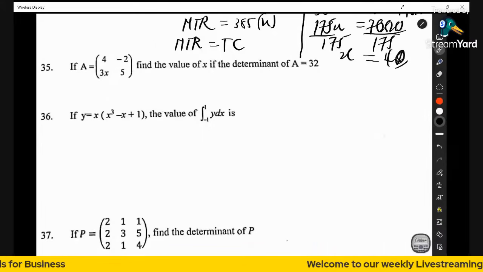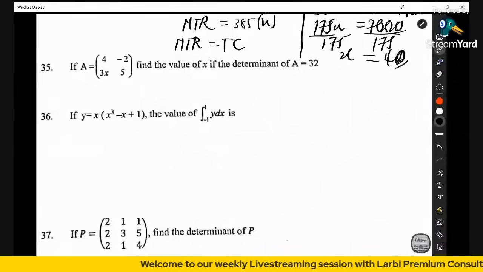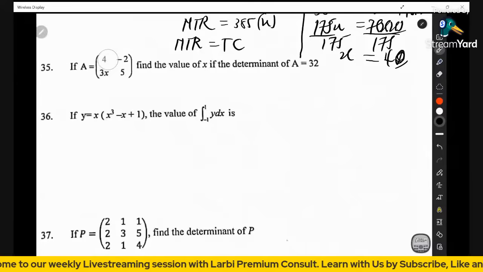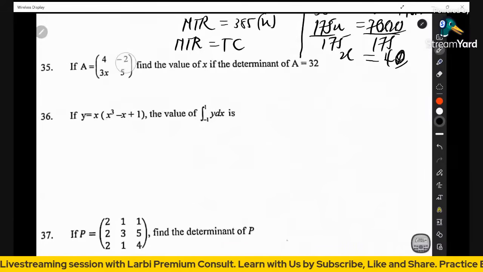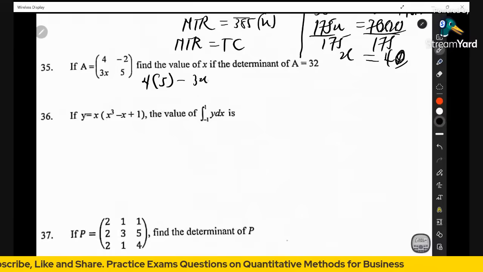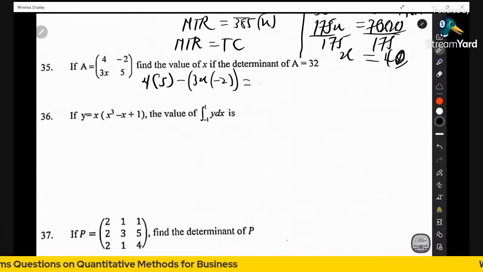If A is equal to the matrix 4, negative 2, 3x, 5, find the value of x if the determinant of A is 32. So the same thing. Here, multiply 4 by 5, compare that to 3x times negative 2. The product of that, and you create 32. So we're going to have 4 multiplying 5 minus 3x multiplying negative 2, and that should be equal to 32.